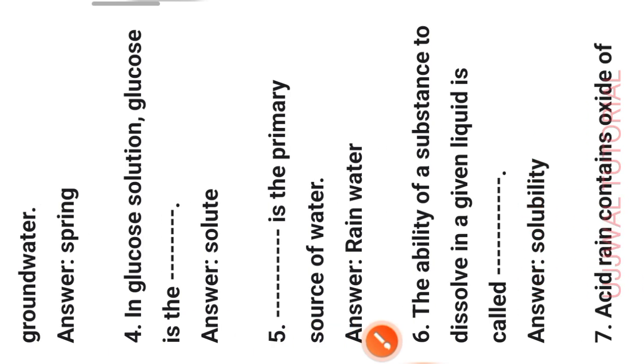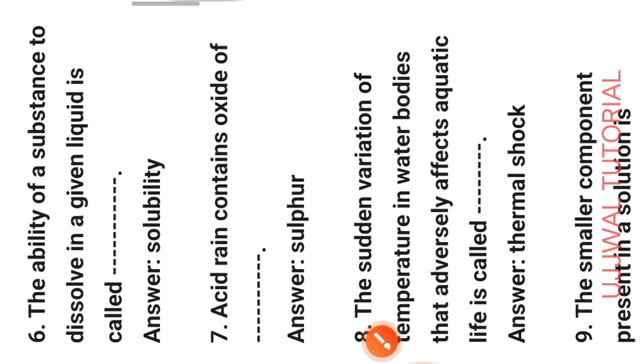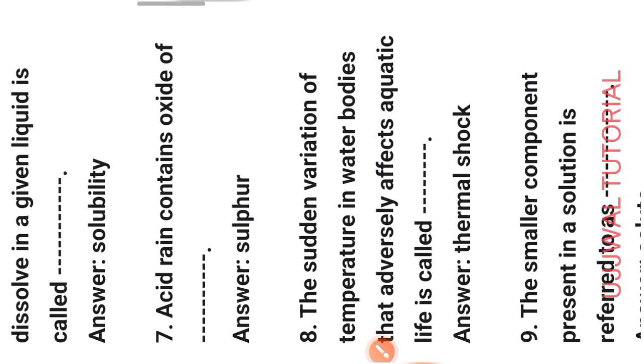Next question, question number 4. In glucose solution, glucose is the solute. Solute is the part in a solution. Next question, question number 5. The dash is the primary source of water. Rainwater. Rainwater is the primary source of water. Next question, question number 6. The ability of a substance to dissolve in a given liquid is called solubility. Next question, question number 7.